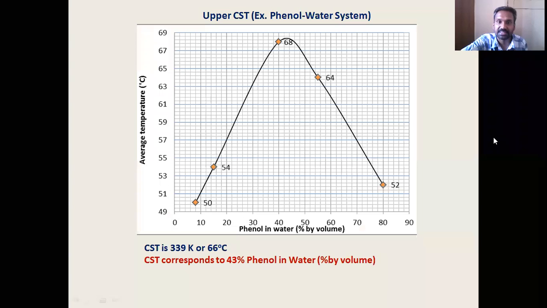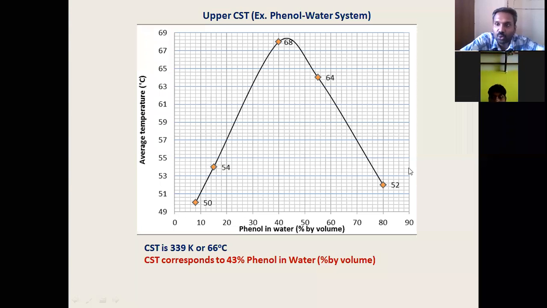If you do this experiment properly, take your data and convert it into a graph, the graph should look like this. So what is this graph? This graph is nothing but the graph of miscibility temperatures of phenol water for different volumes of phenol water. Can you see, on the x-axis it is the phenol in water percentage by volume. What about on the y-axis? It is the average temperature of miscibility.